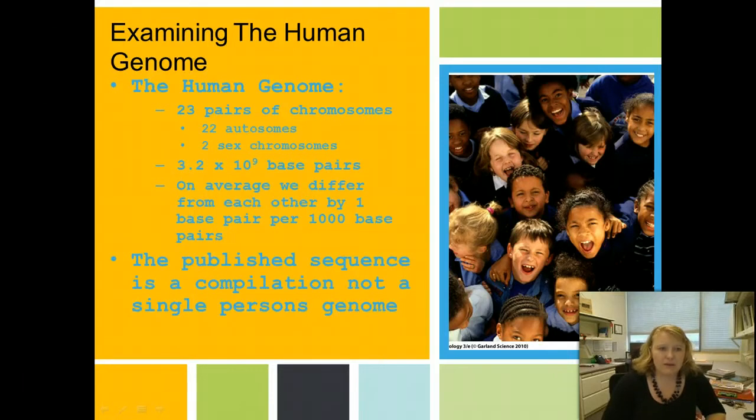And we found that we have about 3.2 times 10 to the 9th base pairs, and on average we differ by about one base pair per 1,000 base pairs in each other. That's how different it is on average. I am from you, you are from somebody else.